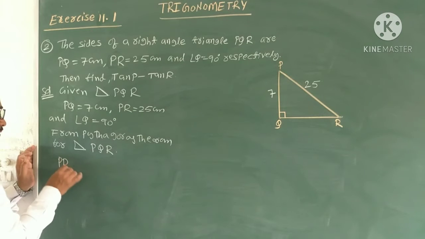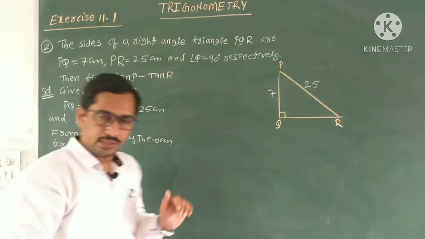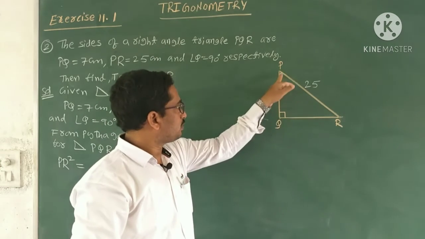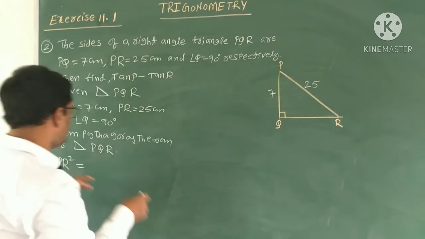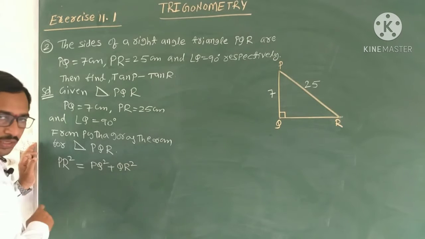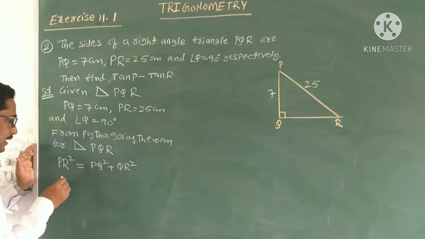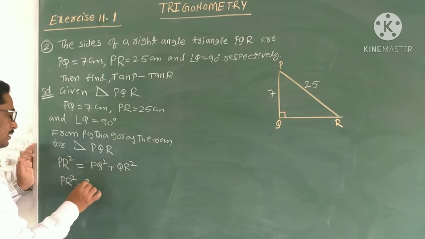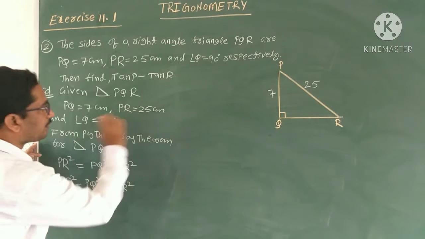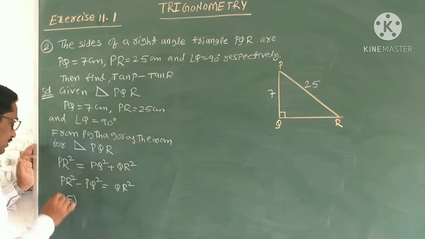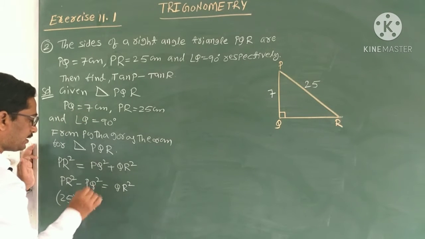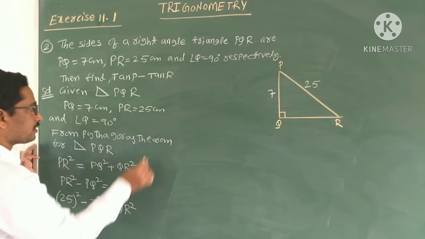So PR square equal to sum of the squares of remaining two sides. Here the remaining two sides means sides at right angle. Here the right angle at Q, the two sides are PQ and QR. So PQ square plus QR square. We need to find the value of QR. So bring PQ value left side. PR square minus PQ square equal to QR square. So what is the PR value? PR value is 25. So 25 square minus PQ square, PQ is given 7, 7 square, equal to QR square.